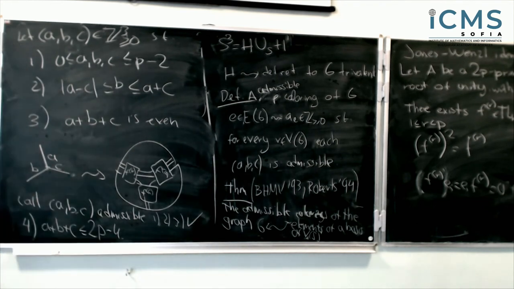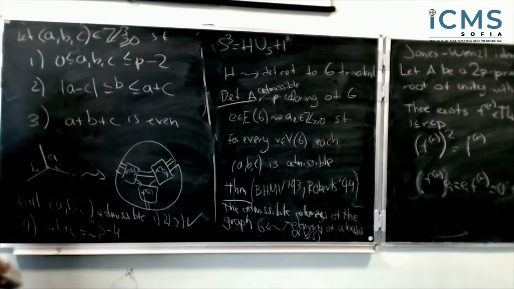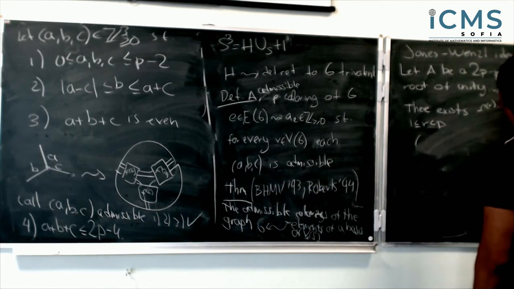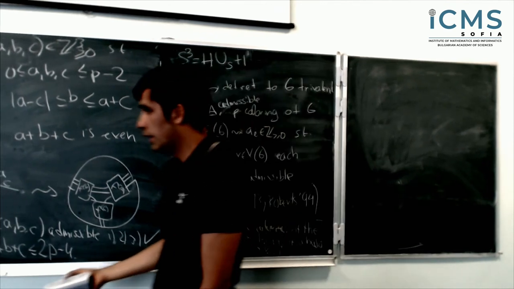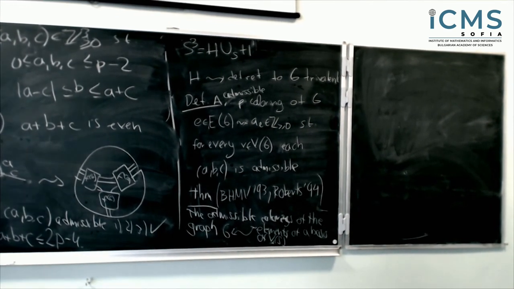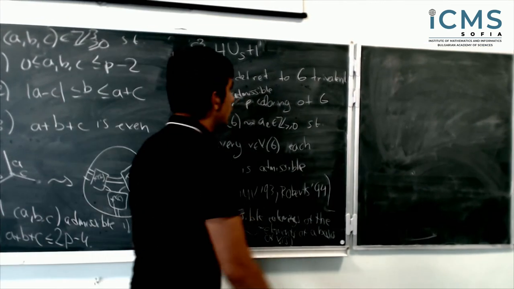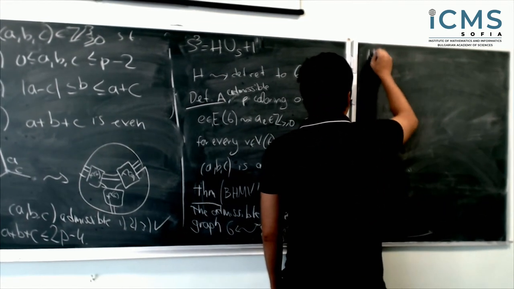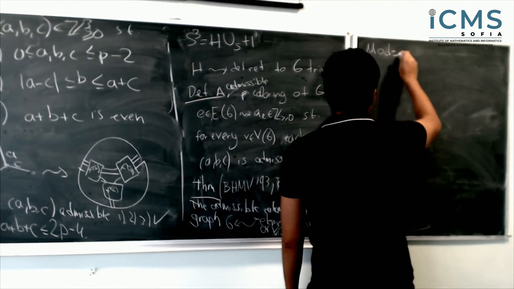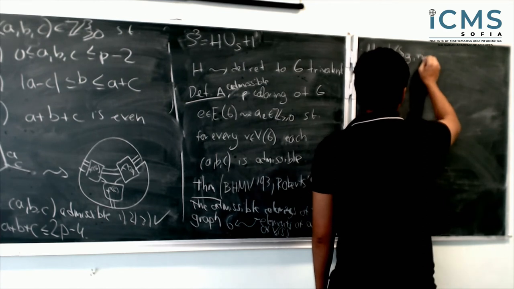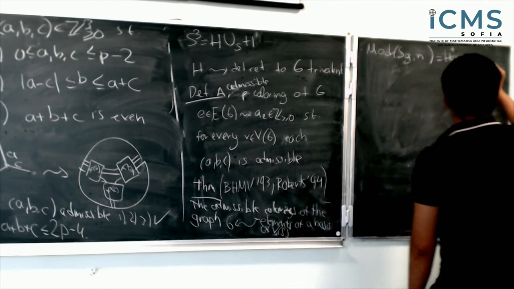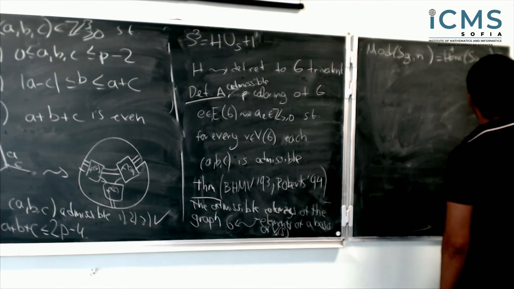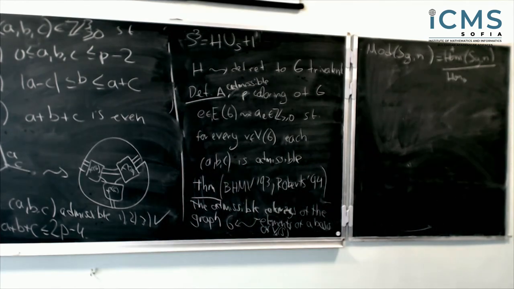So what do we want to do now? We have constructed a basis. We want to see how the mapping class group or how the fundamental group acts on it. So recall that the mapping class group of a surface of genus g with n marked points is the orientation-preserving homeomorphisms modulo the homeomorphisms that are isotopic to the identity.